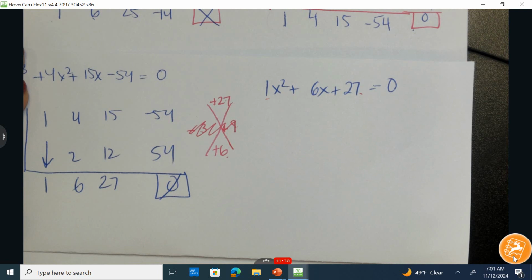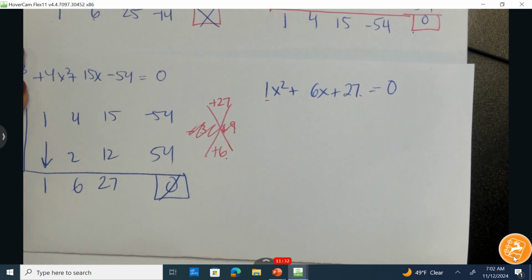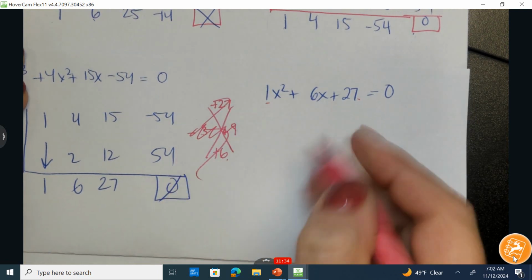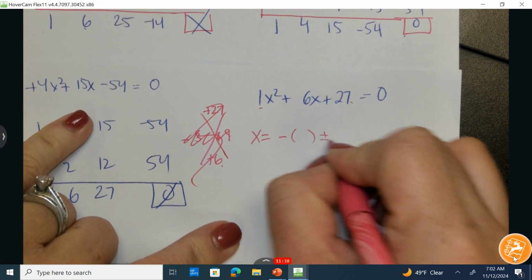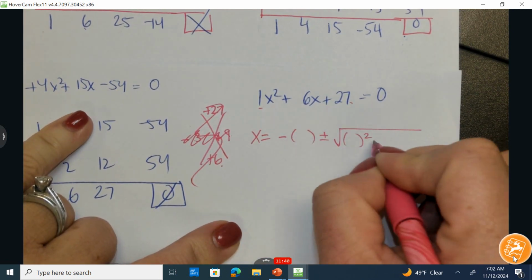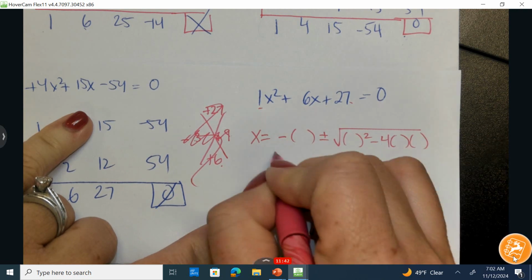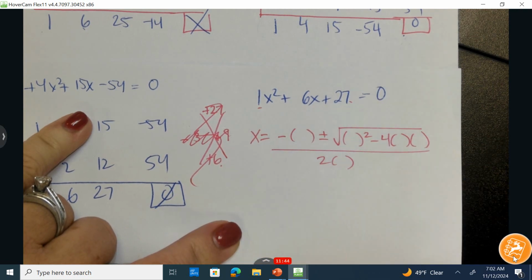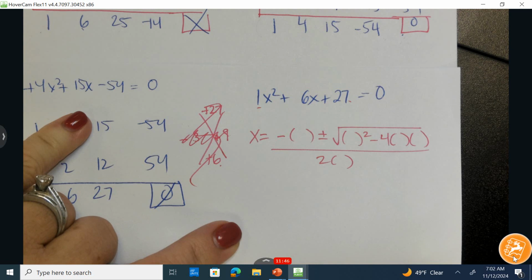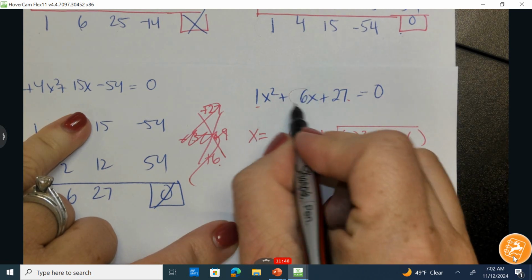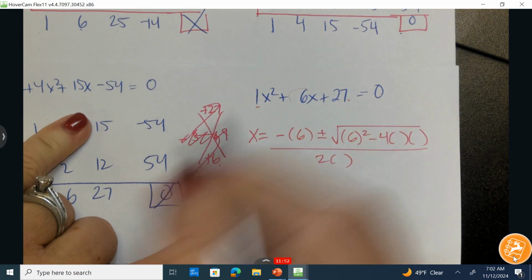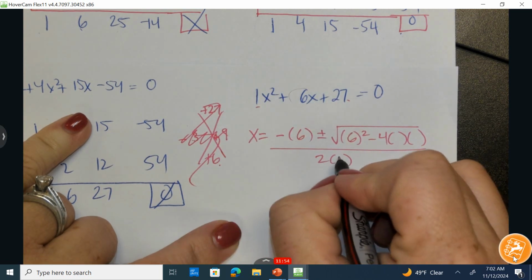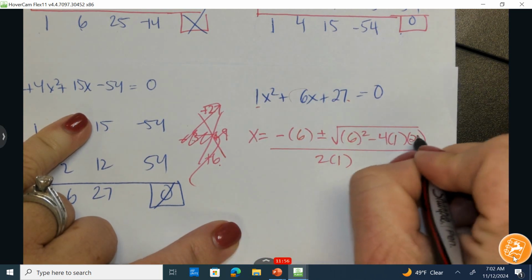So what does this tell me? It doesn't tell me I can't solve. It just says I can't solve using the factoring method. When that's the case, we're going to use the quadratic formula. So I'm going to put parentheses, and then I'm going to drop in the values for A, B, and C. B will be the value that's with the x, it's a +6, so 6 goes in these 2 positions. A will be what's in front of the x squared, and C is at the very end here.